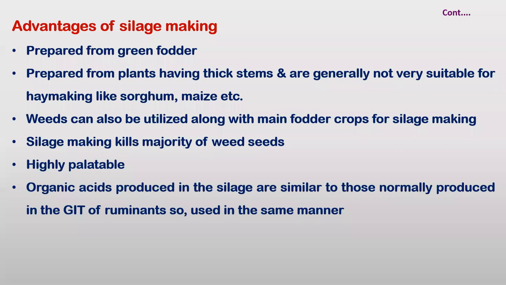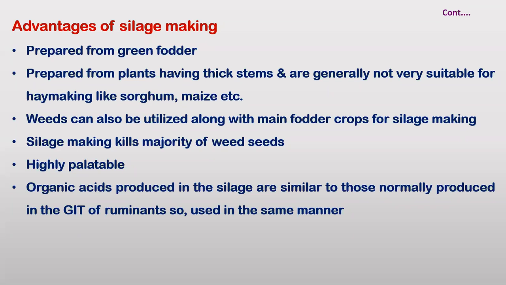And beets can also be utilized for silage making in a certain amount to maintain the fodder crop for silage making. And silage making kills the majority of the beet seed. This is one of the advantages. So we can use the beets which are available in the fodder crop area, or when harvesting. Some beets are also harvested during the harvesting of the fodder. So during silage making, the majority of the seed of the beet is killed, and silage is a highly palatable feed.